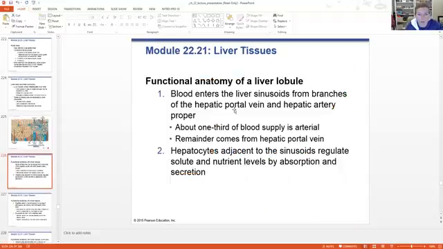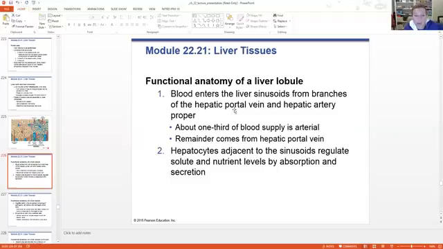So let's talk about this anatomy and how it all works. And it should make more sense because you drew it out, and you can always redraw it and make it prettier if you like. So stick that over there. Blood enters the liver sinusoids from branches of the hepatic portal vein and hepatic artery proper. So blood's going into the sinusoids, starting out in these little corners, right? The blood's going to flow inward. About 1/3 of the blood supply is arterial. The remainder of it is coming from the hepatic portal vein, right?